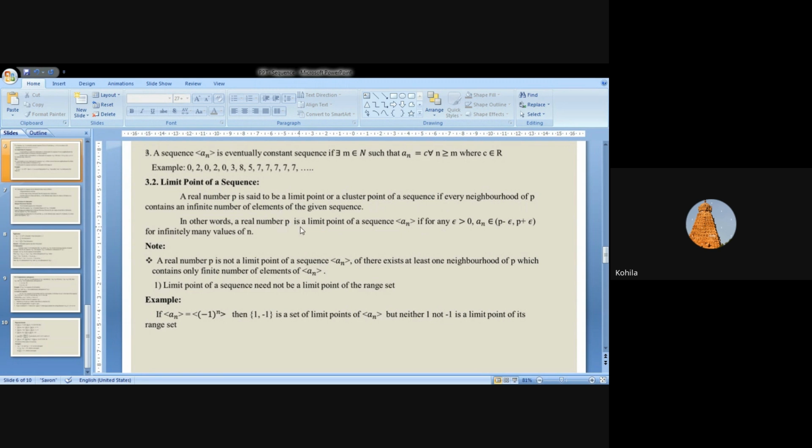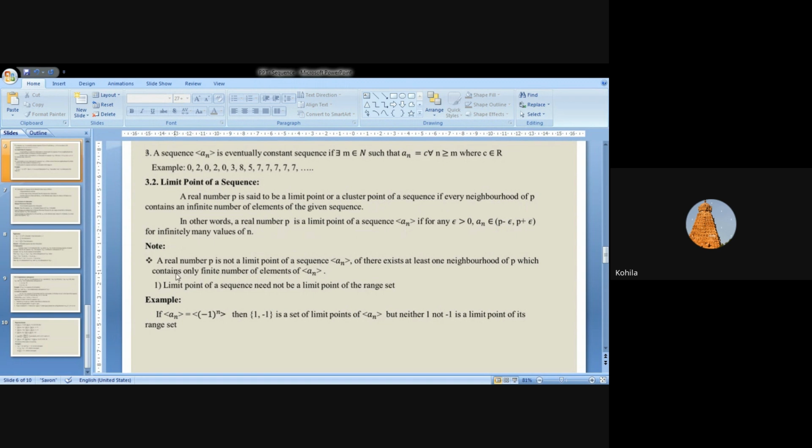The same definition can be represented as: a real number P is a limit point of a sequence a_n if for any epsilon greater than 0, a_n belongs to (P minus epsilon, P plus epsilon) for infinitely many values of n. In case of finitely many values of n, then we cannot say that real number P is a limit point of the sequence. Note it down.